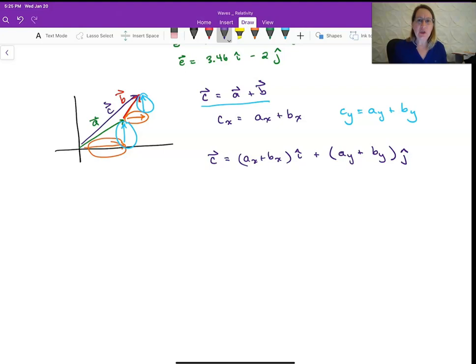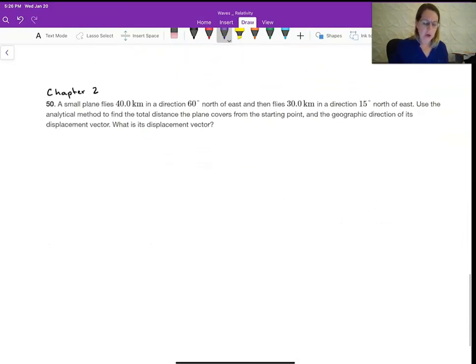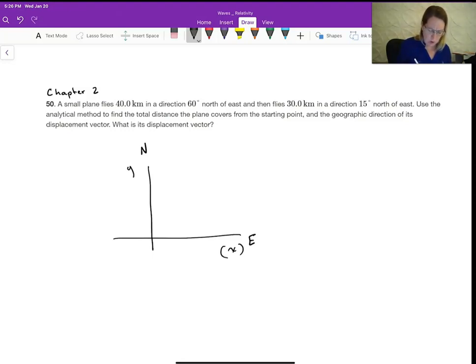Okay, so let's do an actual example here. We're going to go to, in chapter 2 of our book, this problem. So we have a situation where we have a small plane. So this is north, and this is going to be east, which is going to be my x direction, and y. And so we have something that's going 60 degrees north of east. And so that's 40 kilometers. And this one is 60 degrees.